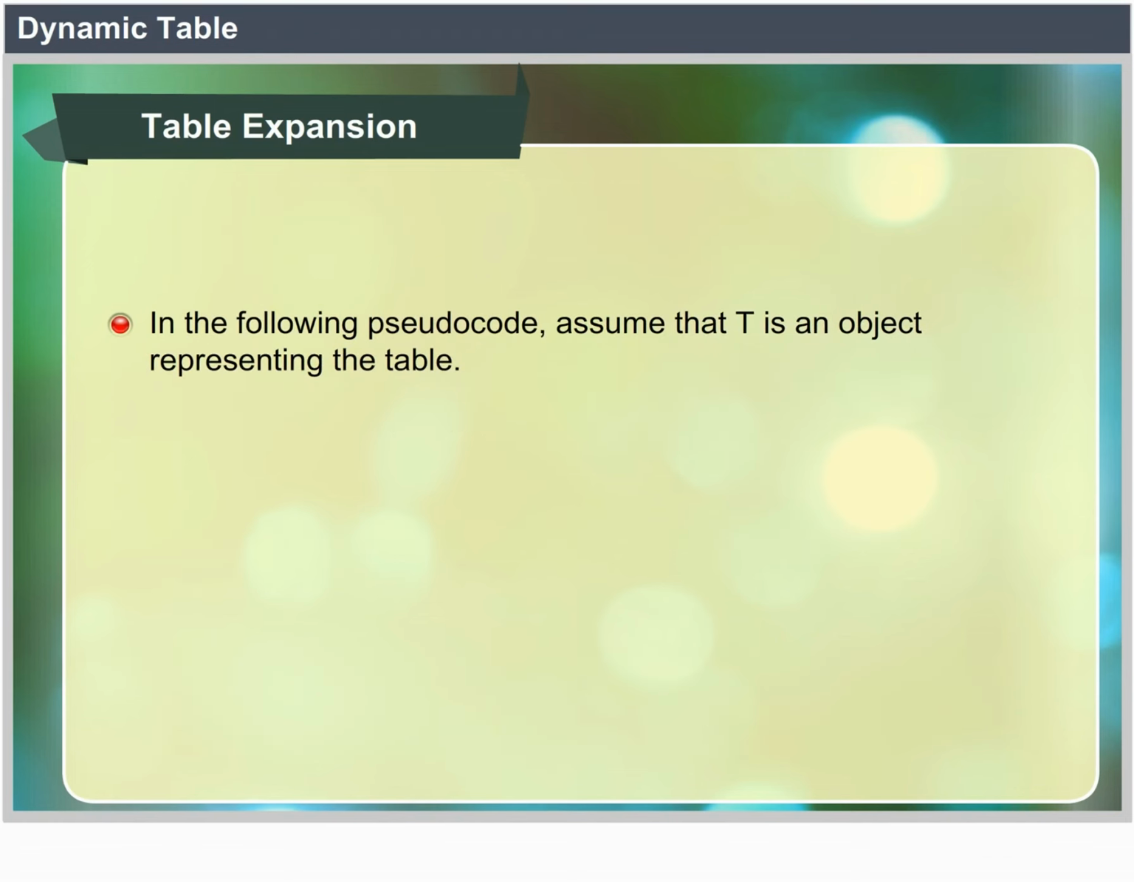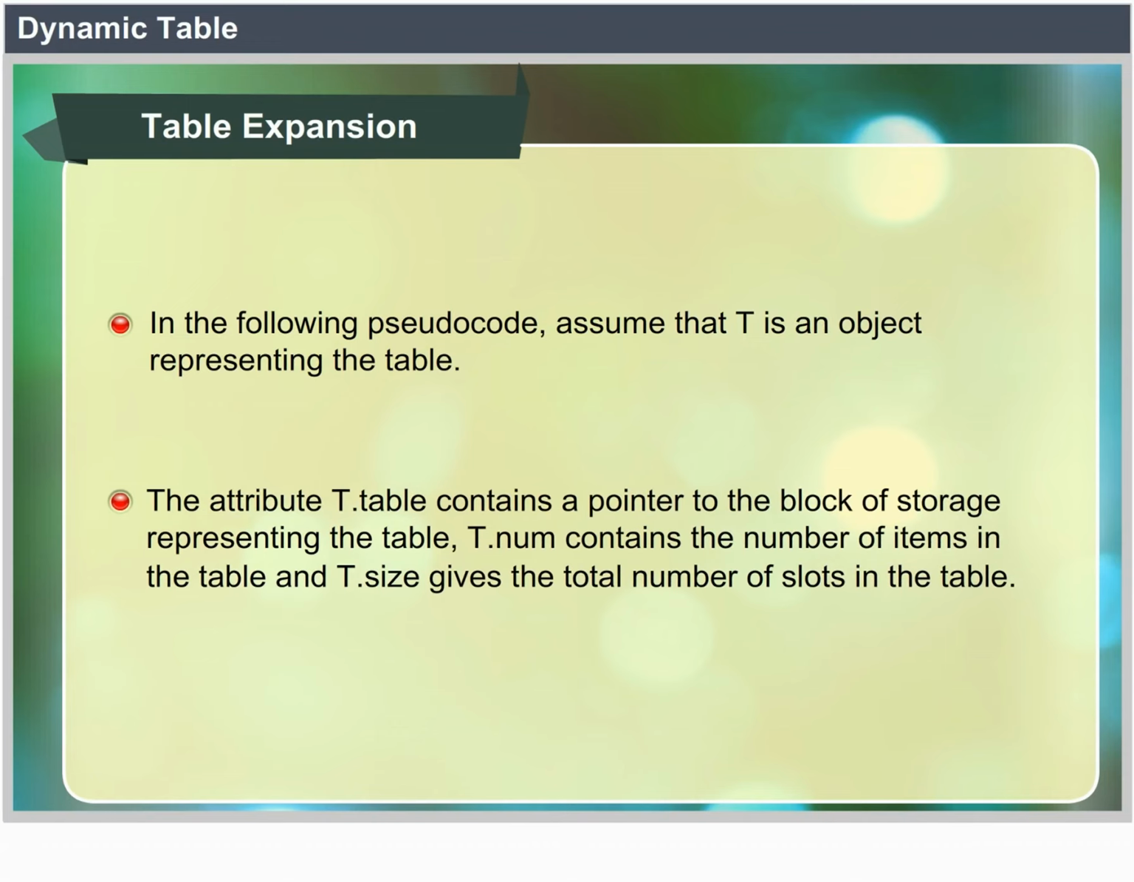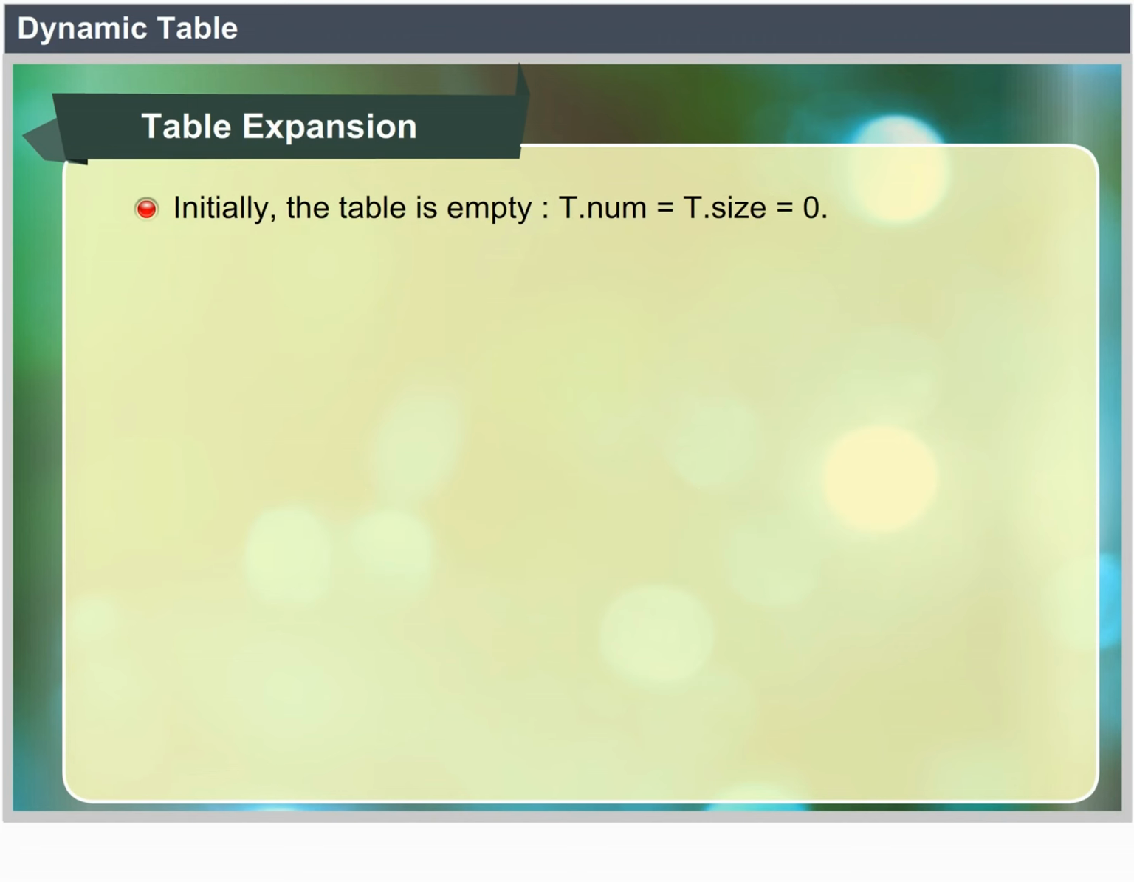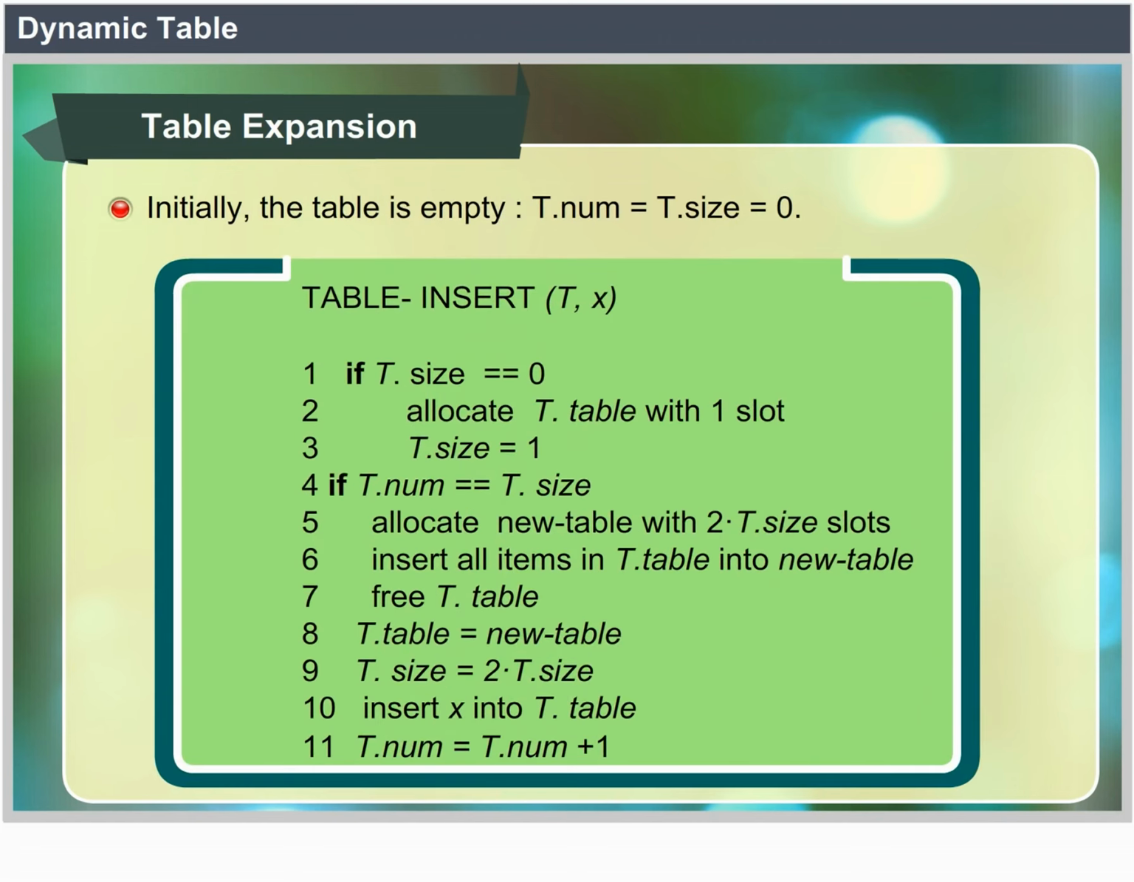In the following pseudocode, assume that T is an object representing the table. The attribute T.table contains a pointer to the block of storage representing the table. T.num contains the number of items in the table, and T.size gives the total number of slots in the table. Initially, the table is empty: T.num equals T.size equals 0. The pseudocode of table insert is shown in this figure.